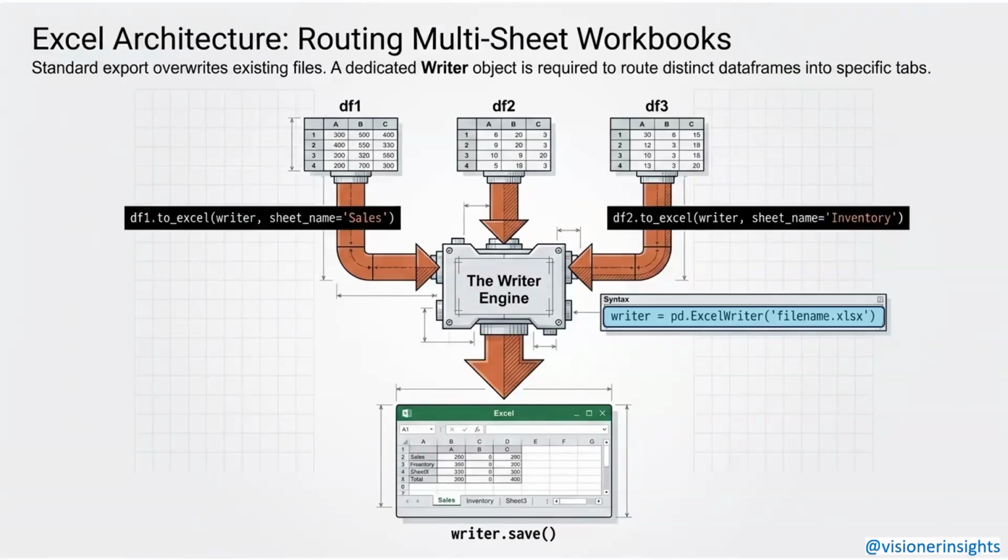A standard basic export to Excel will just brutally overwrite an existing file. But by utilizing the dedicated Pandas Excel writer object, it acts a lot like a mechanical junction box. You can see exactly how it intelligently routes distinct data frames, DF1, DF2, DF3, into separate, specific named tabs like Sales and Inventory inside one single Excel workbook before it finally executes the save command.